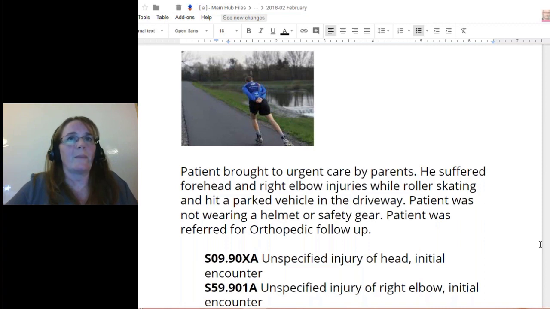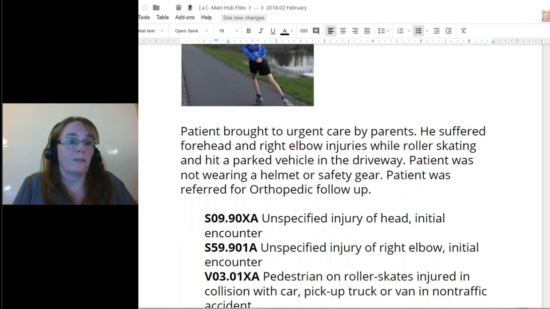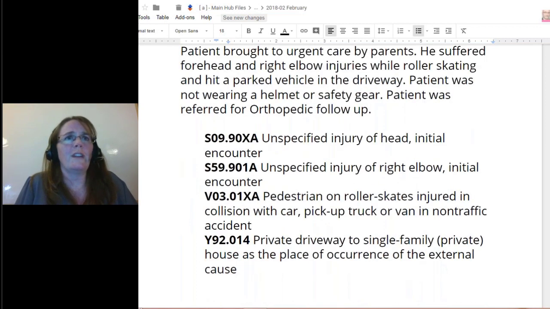But we're going to look at an example of how one of these codes could be utilized. The patient was brought to urgent care by their parents. He suffered forehead and right elbow injuries while he was roller skating, and he hit a parked vehicle in the driveway. He was not wearing a helmet or any safety gear, and he was treated and referred to orthopedic for follow-up.